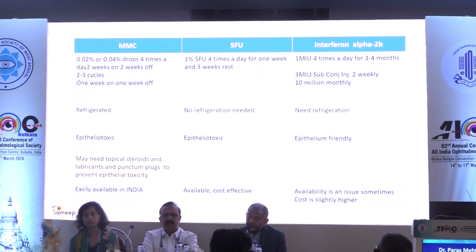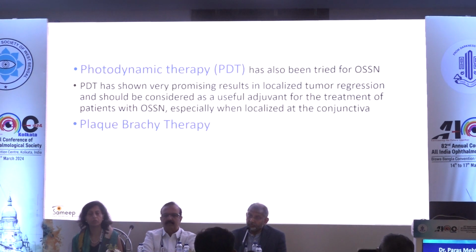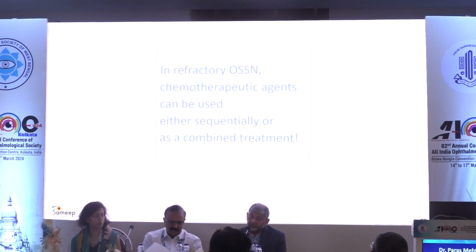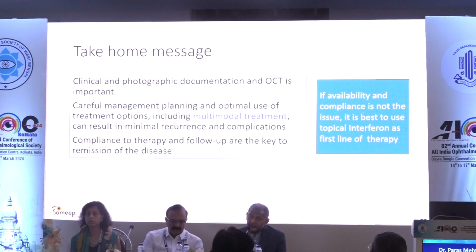This table just explains the various modalities of treatment which we can use. In our scenario, MMC and 5FU are easily available and cost effective, but one can also use interferon alpha 2B when it is not responding to MMC or 5FU. There are other therapies, photodynamic and plaque brachytherapy. Factors such as scleral involvement, positive pathological margins, and higher pathological tumor grade have been implicated with higher recurrence. In refractory OSSN, chemotherapeutic agents can be used either sequentially or as a combined treatment.